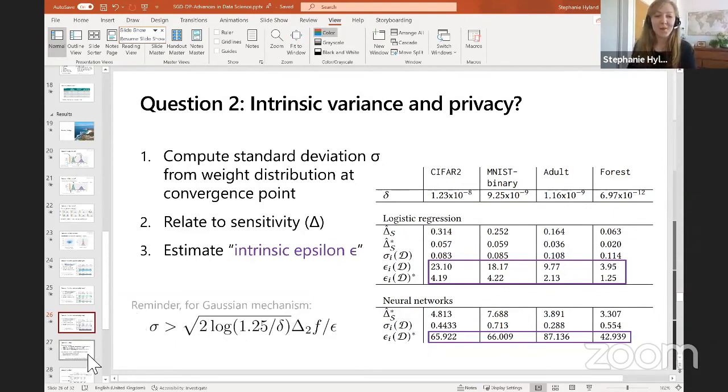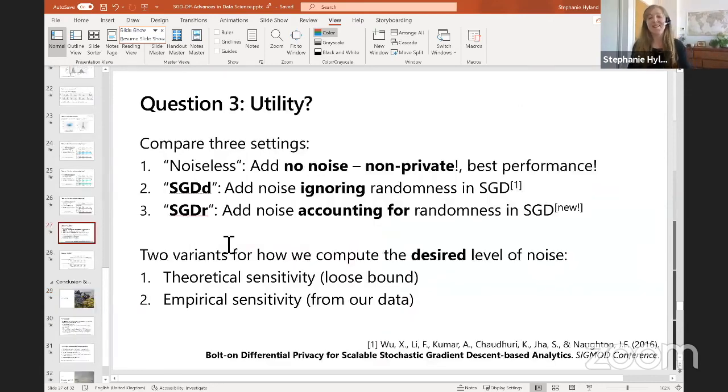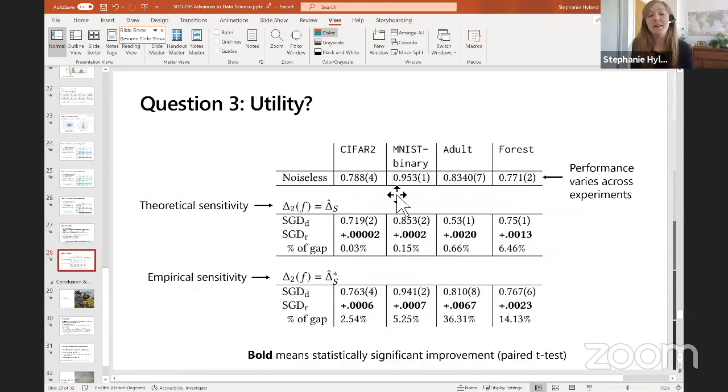Okay, I'm almost done. The third question is around utility. So okay, SGD is not intrinsically privacy preserving, but it has a little bit of noise in it. Is this going to make any difference to the private models that we produce? We compare the noiseless model, the model where you add noise assuming SGD is deterministic, and the model where you account for the randomness in SGD, as we have done through our empirical study. We've got our noiseless performance, it is what it is. If we use SGD as deterministic, obviously there is a fall in performance, because it's a privacy preserving model. Now we've had to add noise.